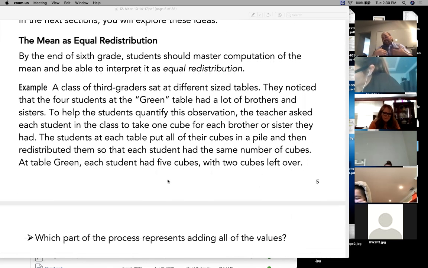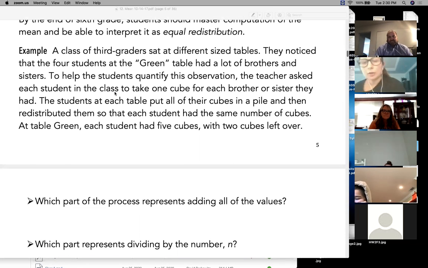Of course, we have the mathematical formula, add them all up and divide by how many you have. Nothing wrong with that. But we're going to approach it in a different way where we see two different ways of visualizing the mean. So example, a class of third graders sat at different sized tables.